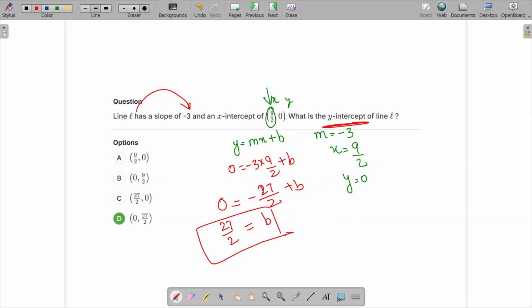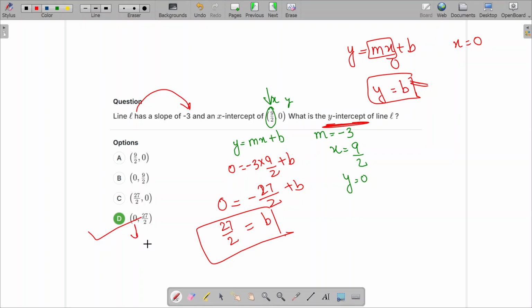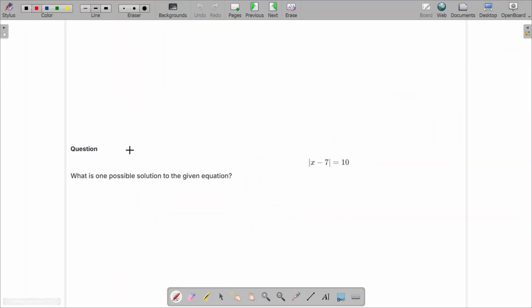And what is y-intercept? Wait, let me write it down. Y-intercept is when x equals 0. So when you put x equals 0, this whole term gets 0. So you get y equals b. So y-intercept is nothing but the value of b, which is 27 over 2. And it is a point when x is 0. So that's why they put 0 comma 27 by 2. Makes sense? Perfect.